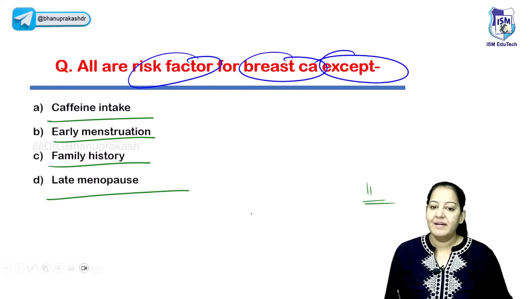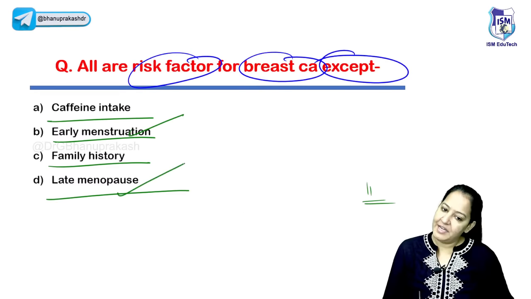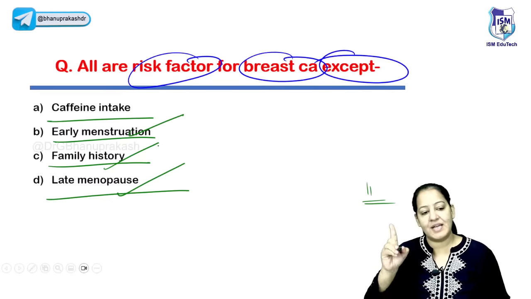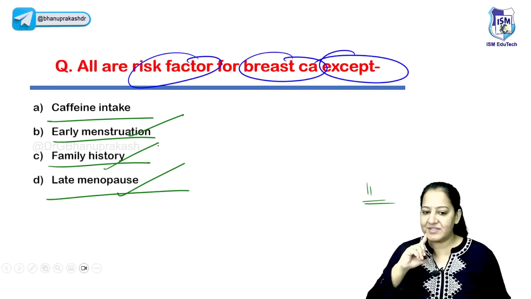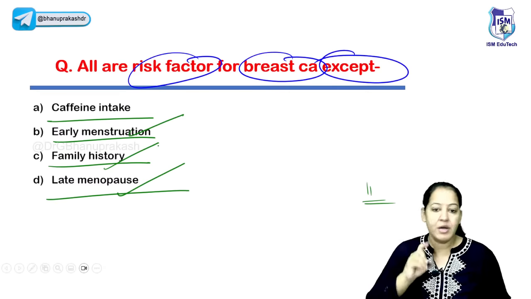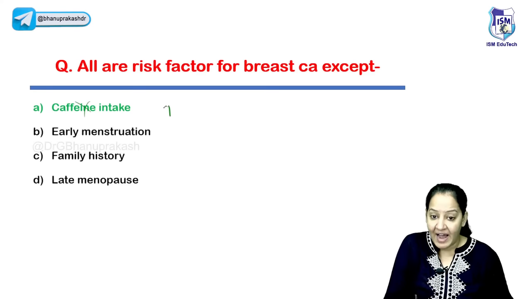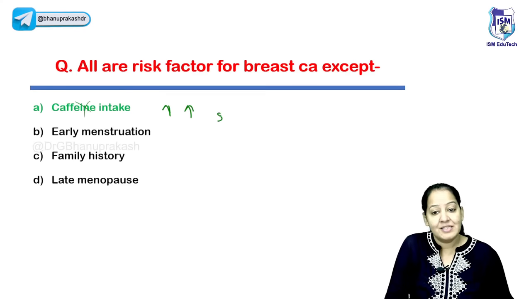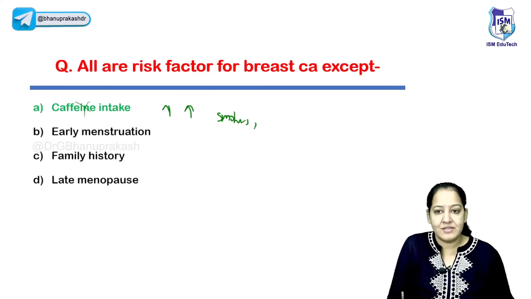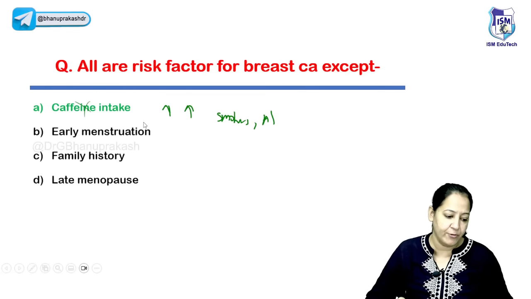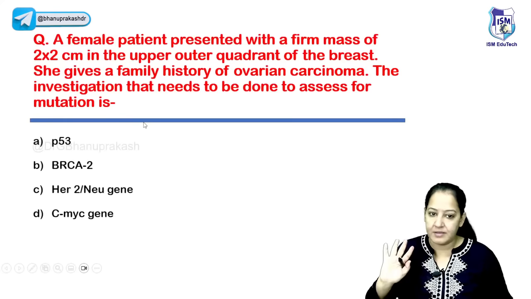Who will tell me? I guess early menarche and late menopause, both are risk factors. Family history, the first degree relative having breast cancer, the person is at high chance of developing breast cancer. Family history is also a risk factor. But caffeine intake is not a risk factor. I told you in the diet, high fat, high calorie, smoking and alcohol are risk factors. But caffeine, that is coffee, is not a risk factor for breast cancer. Yes, absolutely right. So A is not a risk factor, but the others are.